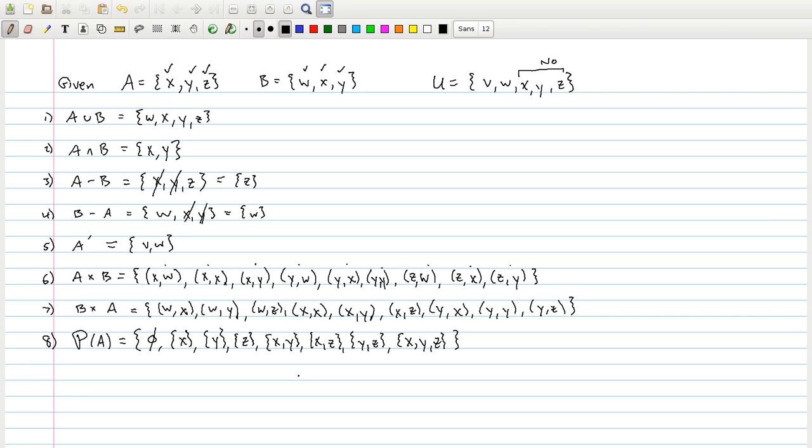Now, to make sure we have the right number, A had 3 elements, so it should have 2 to the power of 3, or 2 times 2 times 2, which is 8 subsets. So if we just count to make sure we have enough, 1, 2, 3, 4, 5, 6, 7, 8, we know we have all the subsets, and so we've got our power set.